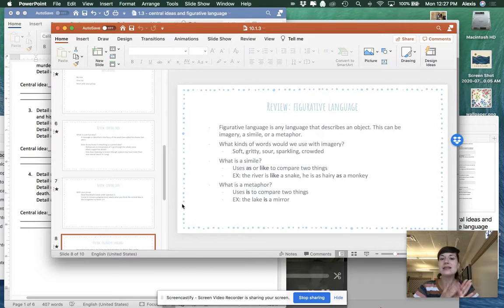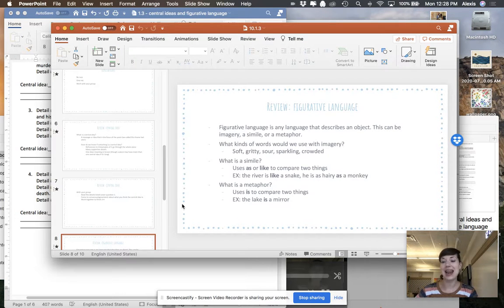Okay. A simile is comparing two things, and it's specifically using the words as or like. If it doesn't have those two words, it is not a simile. And if it's not comparing two things, it is not a simile. All right. So examples of that might be the river is like a snake, or he is as hairy as a monkey, or he is built like a mountain. It's like a big dude, right? So if it uses like or as and it's comparing one thing with the other.